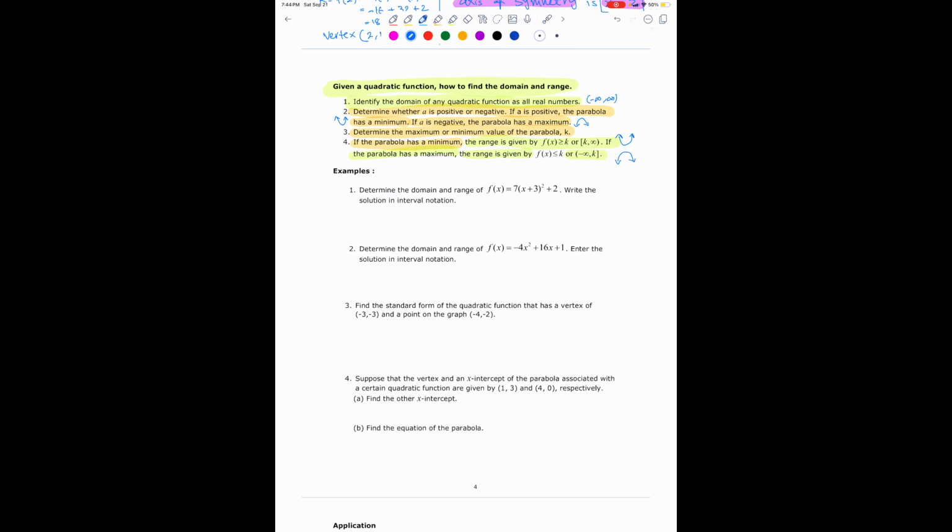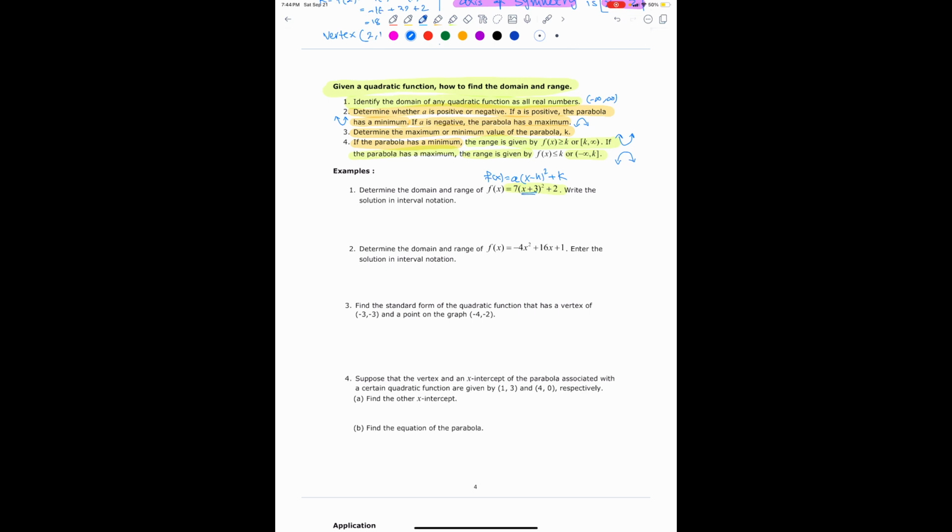Determine the domain and range of f of x equals 7 times x plus 3 all squared plus 2. This equation is given in the standard form. Now I'm going to compare this to the standard form, which states that f of x is equal to a times x minus h all squared plus k. So I can immediately solve for h and k.